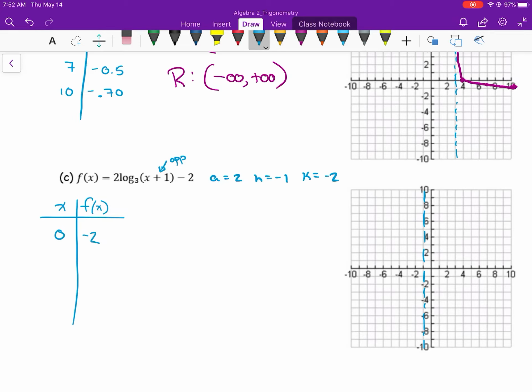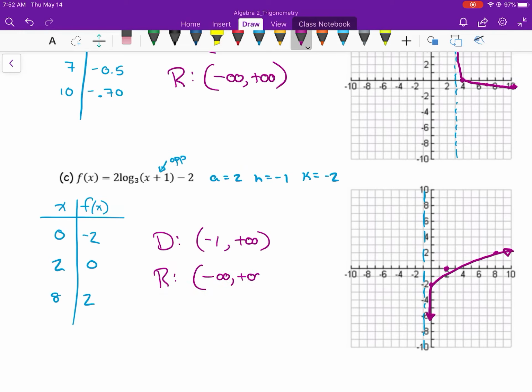So 0 gives me negative 2. 2 gives me 0. And 8 gives me 2. 3 very nice and easy numbers to graph. 0, negative 2, 2, 0, and 8, 2. A little rough on the curve there, sorry. Alright, domain, vertical asymptote is negative 1, then to the right. Range, negative infinity, positive infinity.